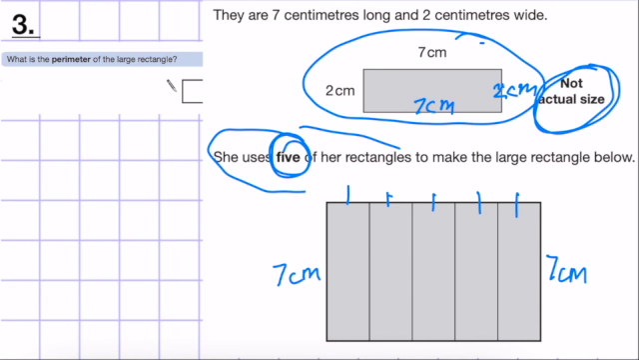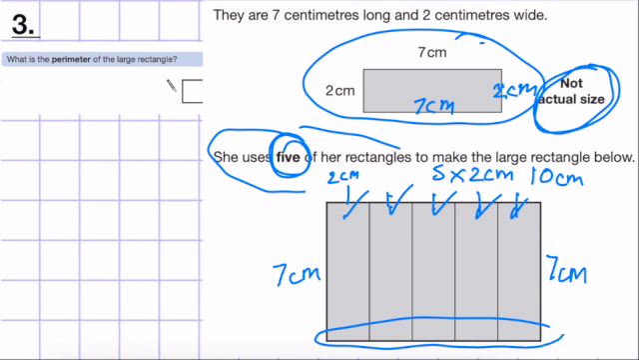So I could write on each one 2 centimetres and then add them, or I can do a multiplication. So there's 1, 2, 3, 4, 5. 5 times 2 centimetres is 10 centimetres. So that long side up here measures 10 centimetres, and that means this bottom side is also going to measure 10 centimetres.